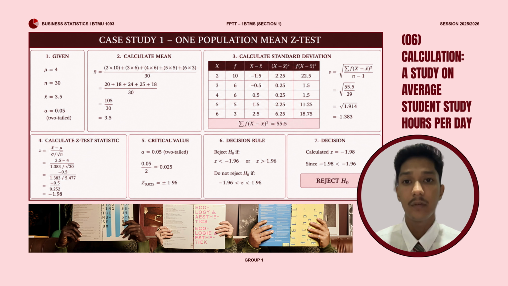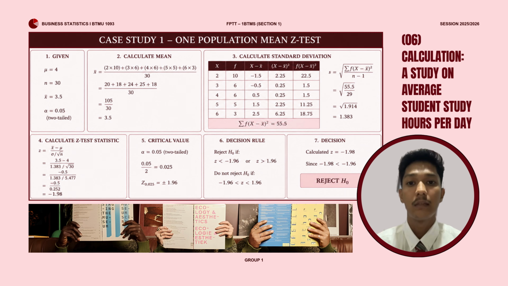On paper, 3.5 is obviously less than 4, but in statistics, a small difference can sometimes just be a fluke or a random coincidence. To prove if this 0.5 hour gap is a real trend, we use a tool called the one population mean Z test. To run this test, we chose a standard 5% risk level, meaning we want to be 95% confident in our final decision. At this level, our statistical boundary lines are set at positive and negative 1.96. If our final calculated score lands outside these boundaries, it means the benchmark of 4 hours is officially debunked.